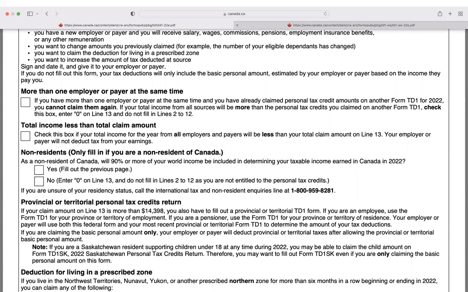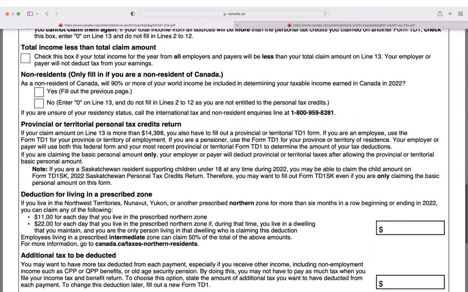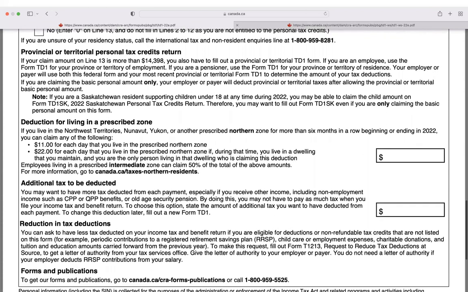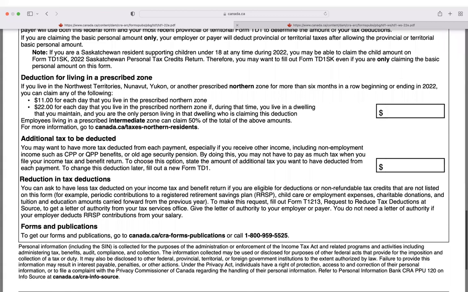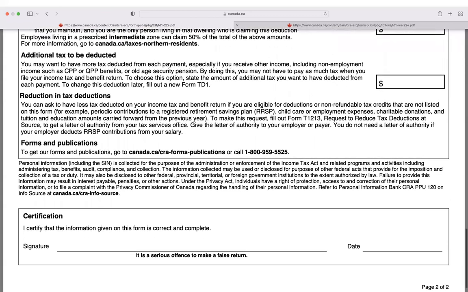If your total income is less than the total claim amount, you check this box. For non-residents only, you fill in this box. Then deduction for prescribed zone. If you live in the Northwest Territories, you fill in this amount here, additional tax to be deducted. You fill in this amount and you sign and date your TD1 form.